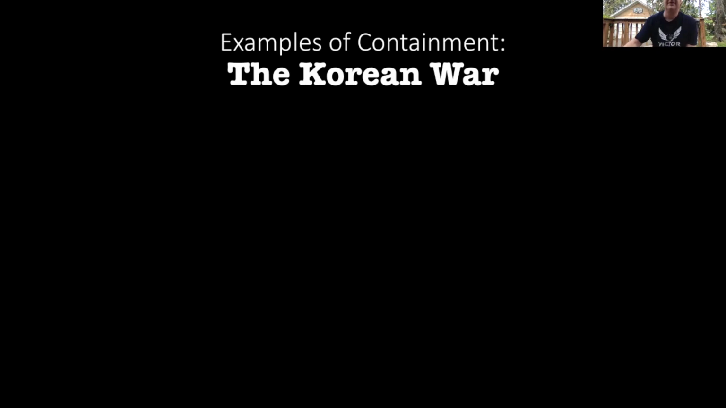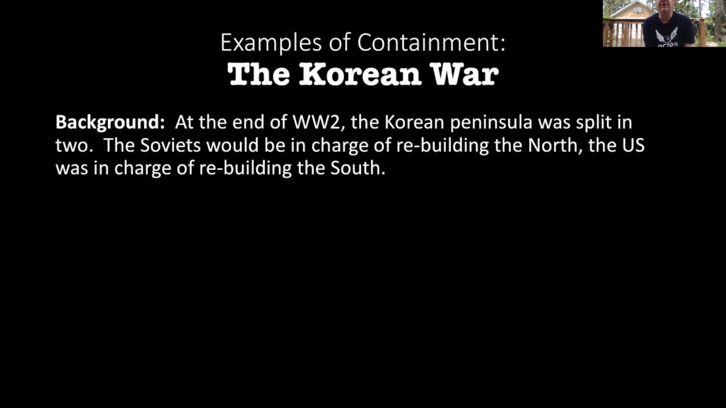All right, so let's get to the Korean War. Okay, so background. The Korean Peninsula is split in two. The Soviets basically control the north. The Americans basically control the south. Very similar sort of arrangement to what you saw in Germany with East Germany and West Germany.